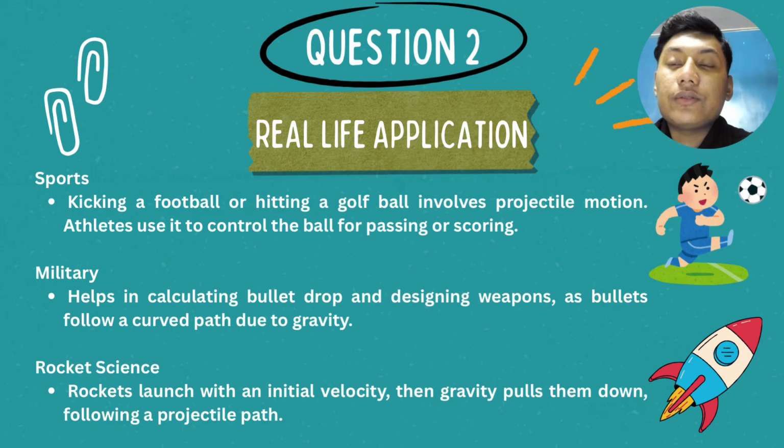And last is rocket science. When a rocket is launched, it starts with a strong initial velocity. After launch, gravity pulls it downward, and this creates a curved, projectile-like path, similar to other projectiles, but on a much larger scale.